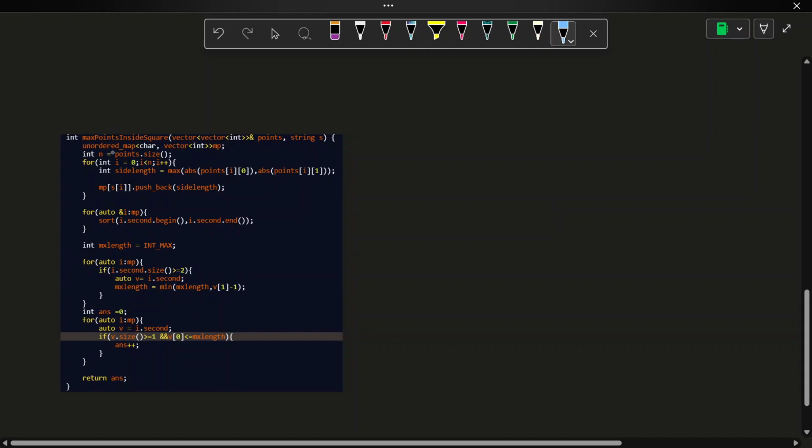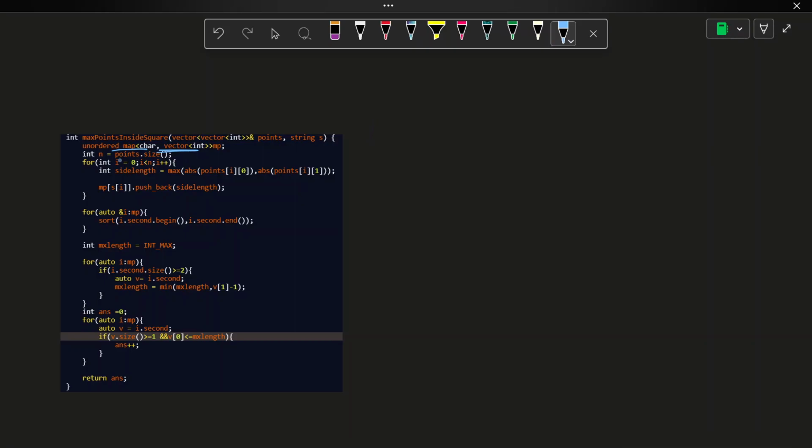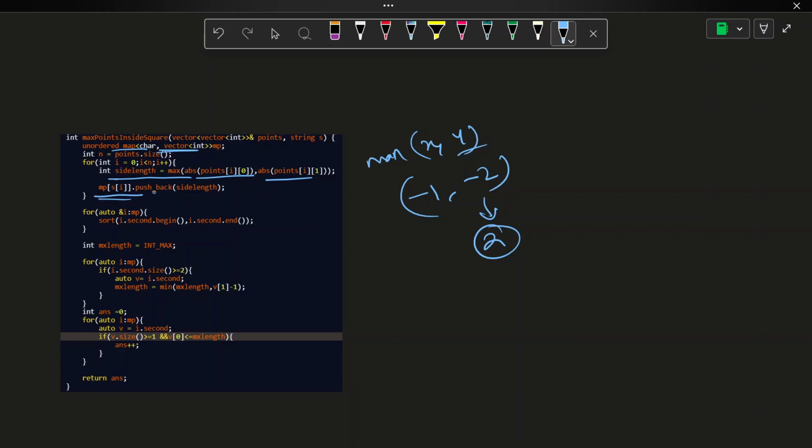First I will create a map. This is vector type because a position can be repeated, right? So first I will find the maximum side length from x and y. The maximum value will be our side length. I have also taken the absolute value because minus 1, minus 2 can be present. So for this case the side length will be 2. Now I push back against that character or tag. The tag will be a, b or something. Then I push back the current side length for this particular character.